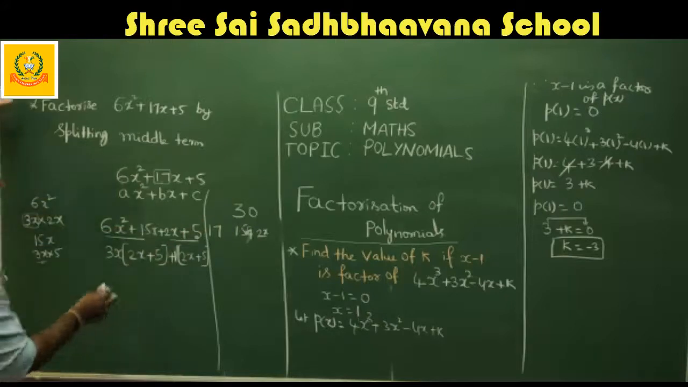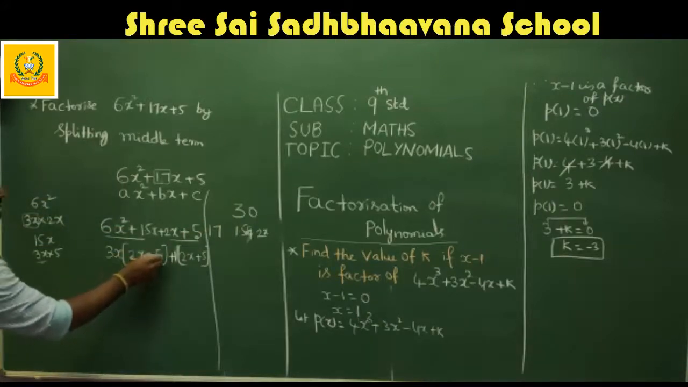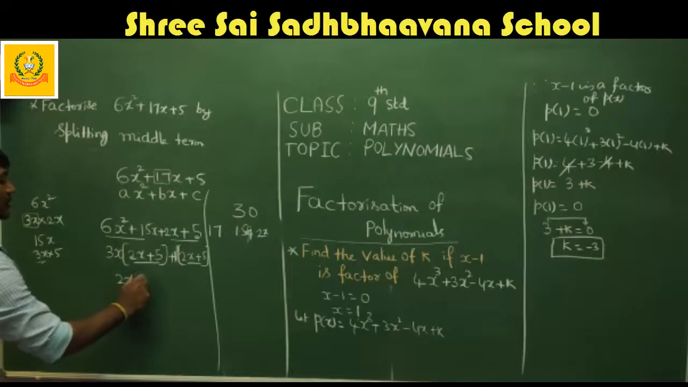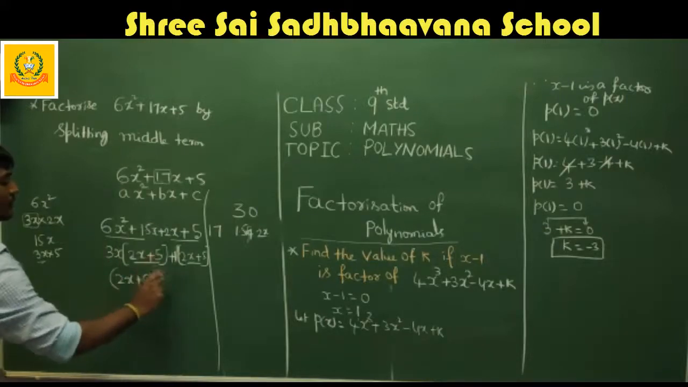Now see: 3x into 2x plus 5, plus 1 into 2x plus 5. In both terms you have 2x plus 5 common. So take 2x plus 5 common. What do you get?